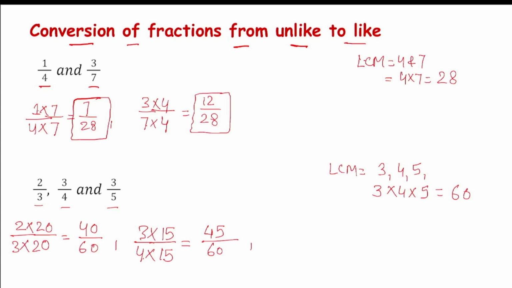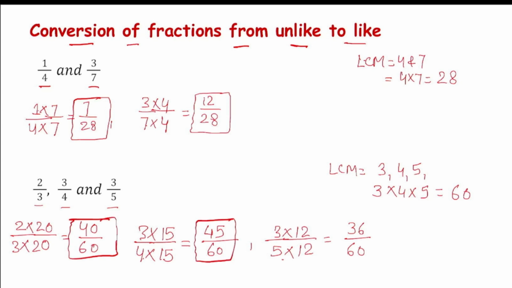Now next is 3 over 5. Here if we want to convert the denominator to 60, we have to multiply by 12 in the denominator. So we will multiply 12 in the numerator. So here we will get 36 over 60. So now these three are called like fractions.